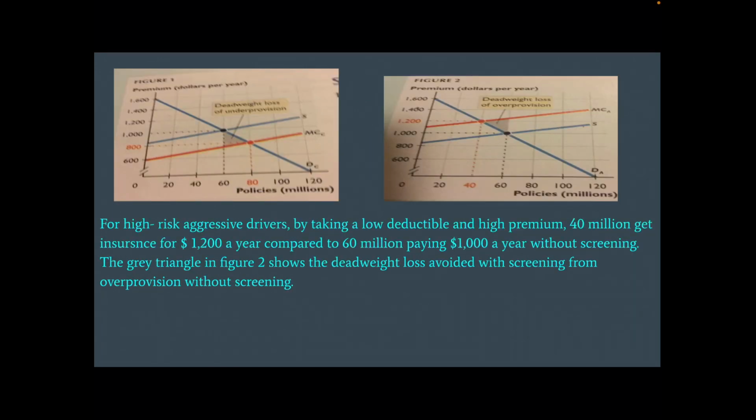For high-risk aggressive drivers, by taking a low deductible and high premium, 40 million get insurance for $1,200 a year compared to 60 million paying $1,000 a year without screening. The gray triangle in Figure 2 shows a deadweight loss avoided with screening from overprovision without screening.